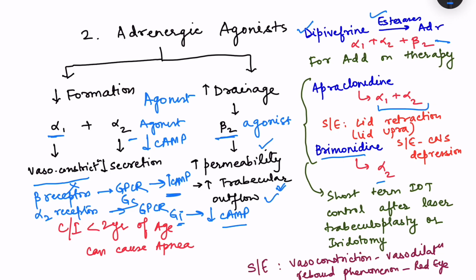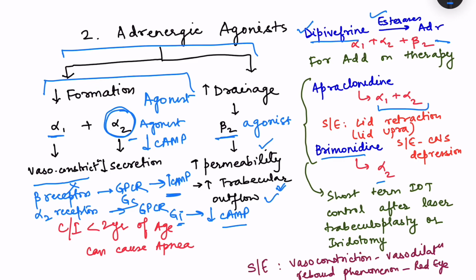Okay, so if we see these three drugs, it will be dipivefrin which will act by all these mechanisms. Apraclonidine will cause decrease in formation because it is affecting alpha 1 and alpha 2. Brimonidine will act only by affecting this alpha 2. Now, these drugs are used only either for short-term control or for add-on therapy. Dipivefrin can be used as an add-on therapy. For example, if we are using one particular family of drugs, say beta blocker, and the intraocular tension is not being controlled, then dipivefrin can be added as an add-on therapy.